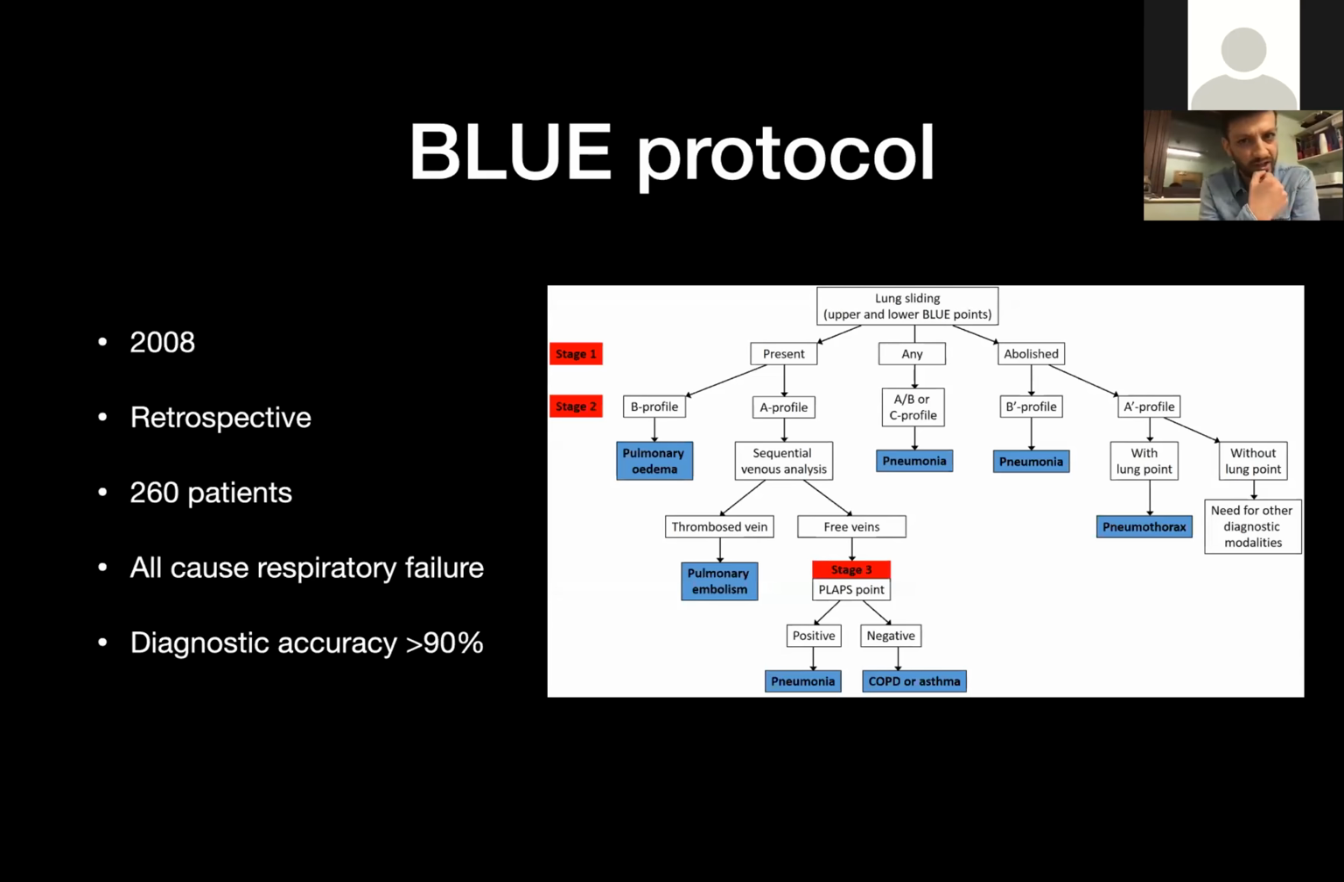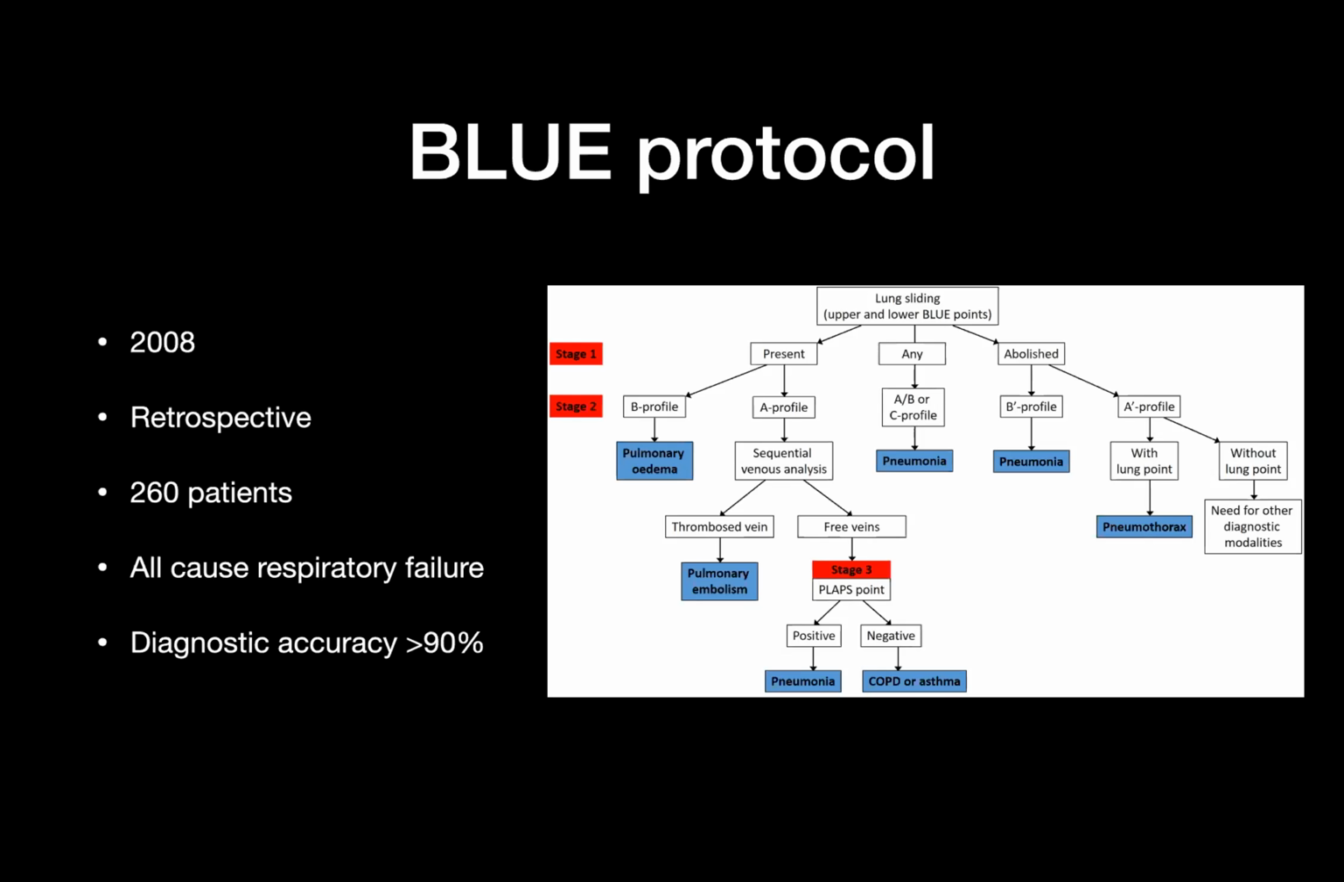So this Blue Protocol, like I say, published in 2008, was a retrospective case series of 260 patients using what is quite a complicated structure for interpreting lung ultrasound, but achieved a diagnostic accuracy of more than 90% for all causes of respiratory failure. So this is pneumothorax, pulmonary edema, pneumonia, pulmonary embolism, and then airways disease, COPD, and asthma. But we're not really going to use the Blue Protocol. We're going to talk a little bit about another way to interpret your lung ultrasound when we get to that.